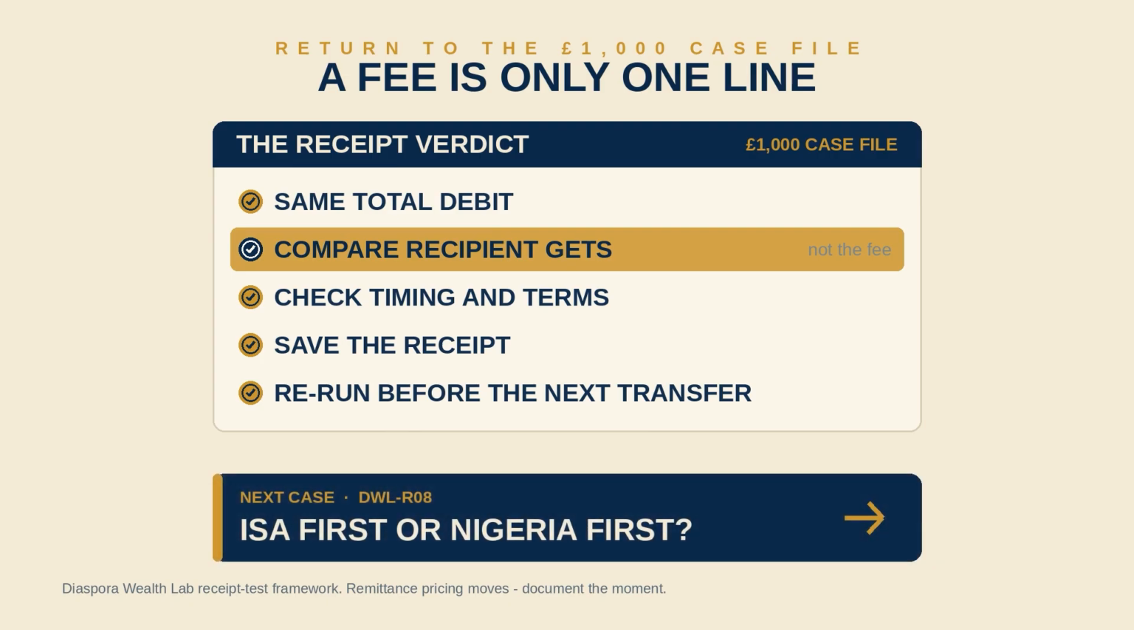Next, we move from sending money to placing savings. ISA first or Nigeria first for the next £10,000.